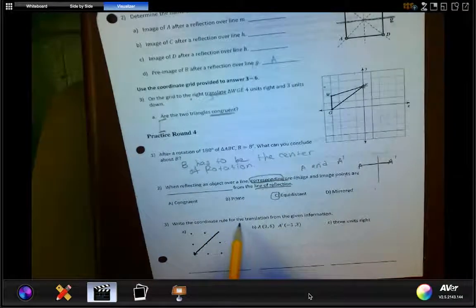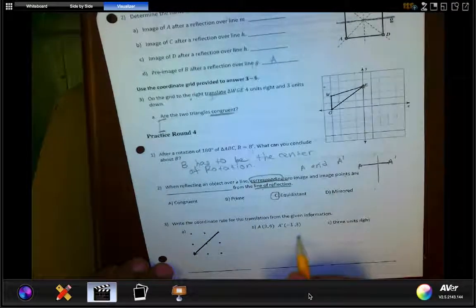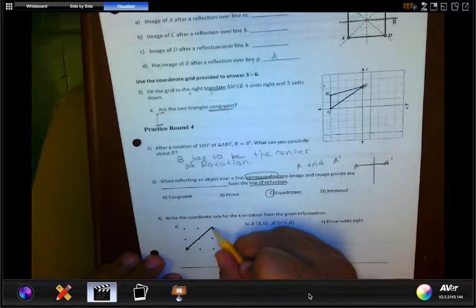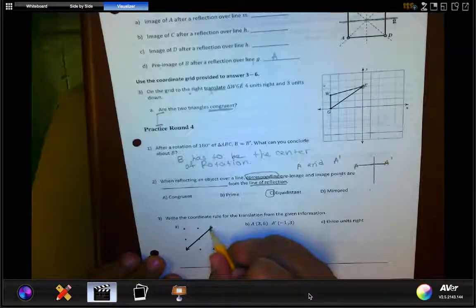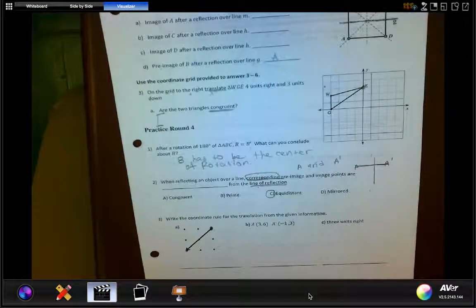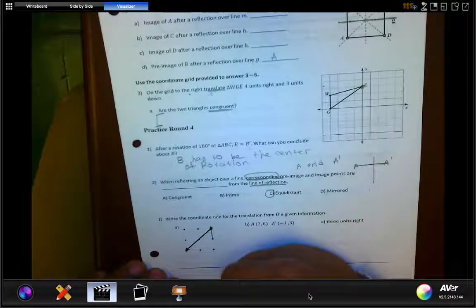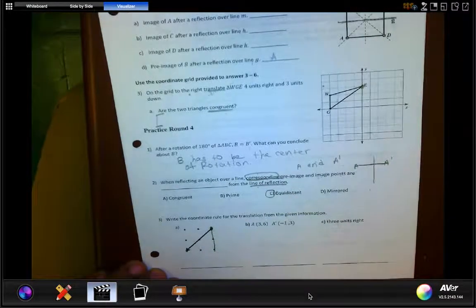Write the coordinate rule for the translation from the given information. Okay? Well, you can write the coordinate rule here. I'll write the coordinate rule for this one. So if I'm starting here and I'm ending here, this is my vector after a translation. So I went down how many units? I went down 1 and then I went down 2.